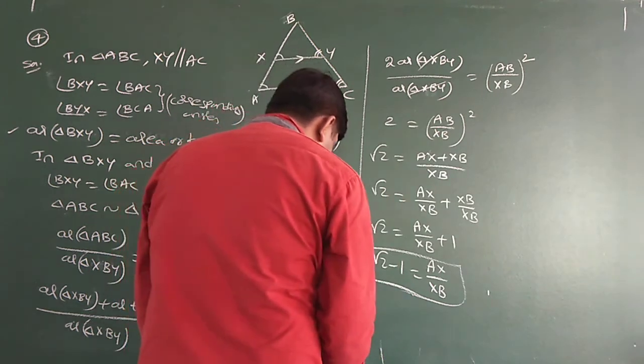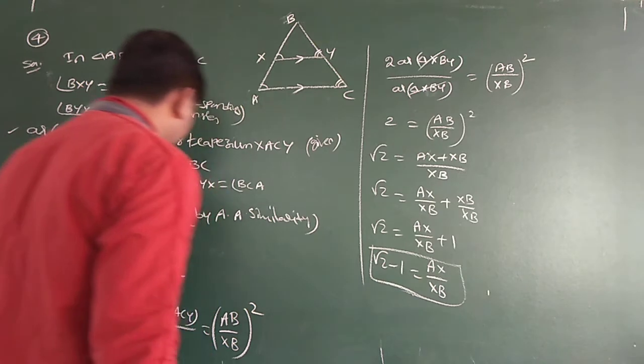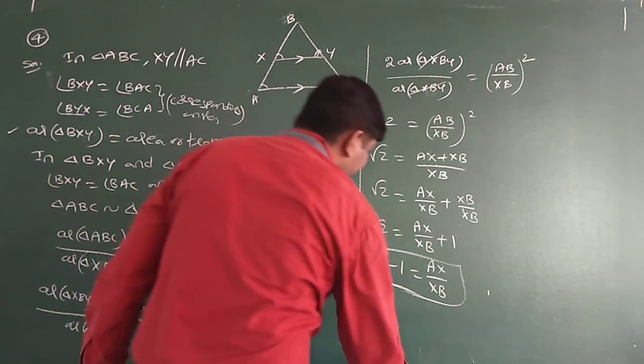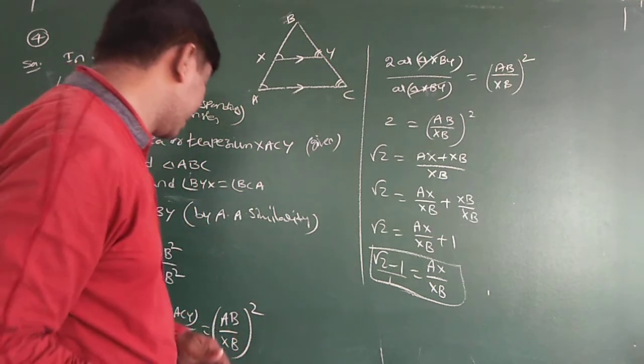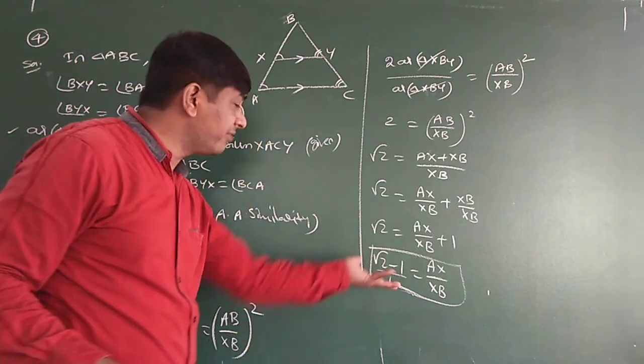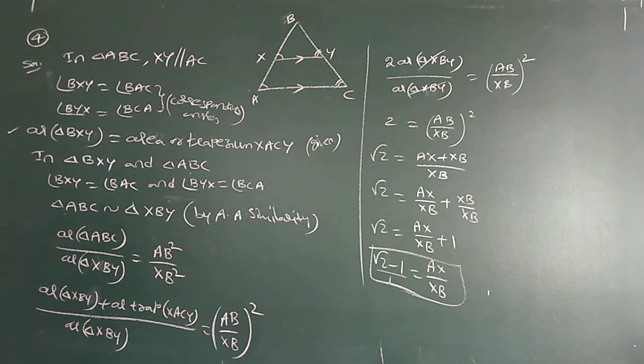Is it clear? Please write it down. If they ask for the ratio, we can write it by 1: AX by XB is equal to root 2 minus 1 by 1. Please write it down.